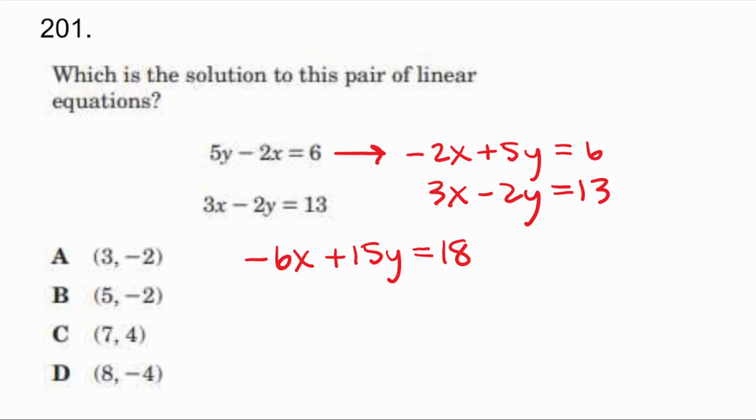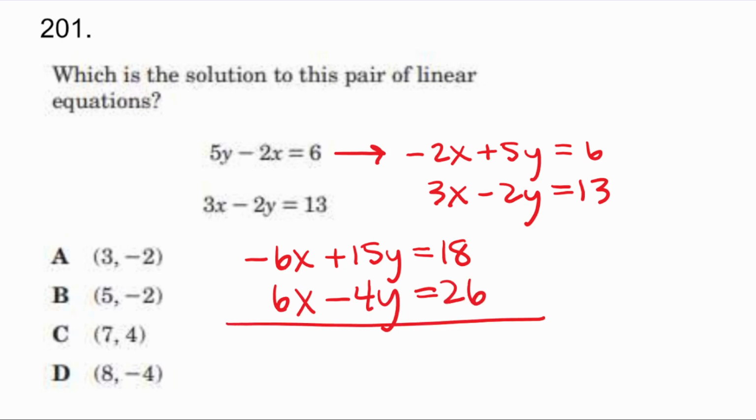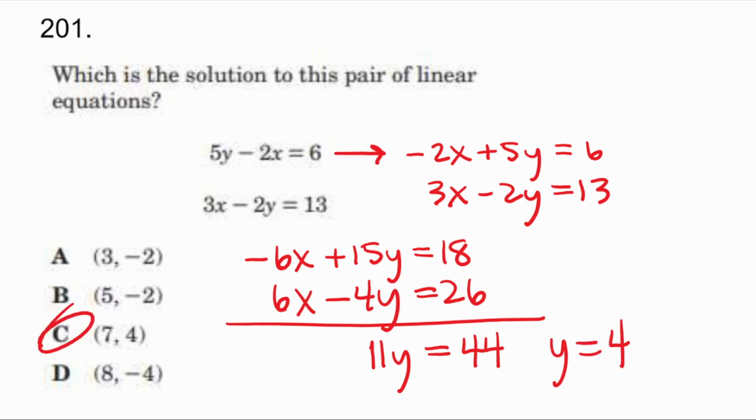And then I'm going to take the bottom equation and multiply everything by 2. I'm going to add all this stuff together, and I'm going to get 11y equals 26, and 10 would be 36. 36 and 8 would be 44. So I know that y is going to be 44 divided by 11, which is 4, and that's going to be enough for me to determine that the answer needs to be C.